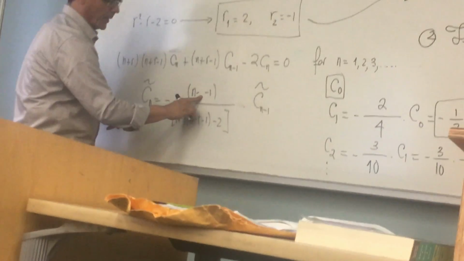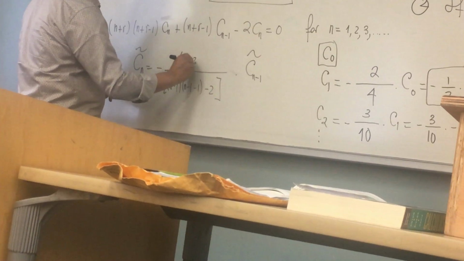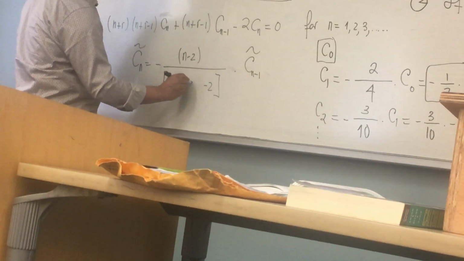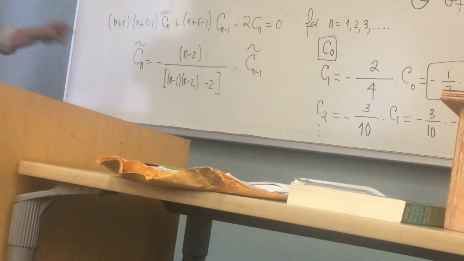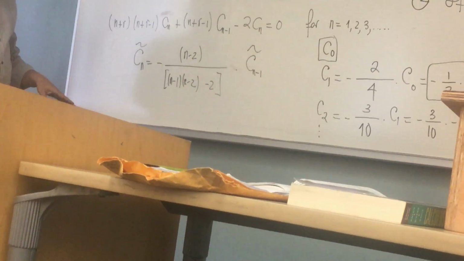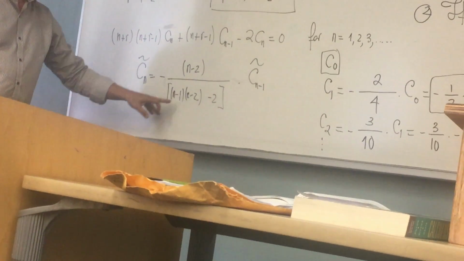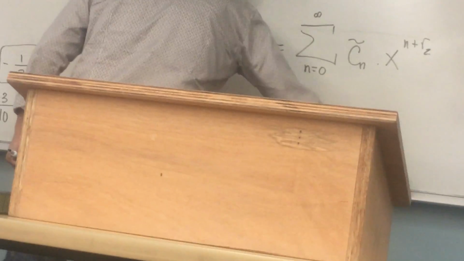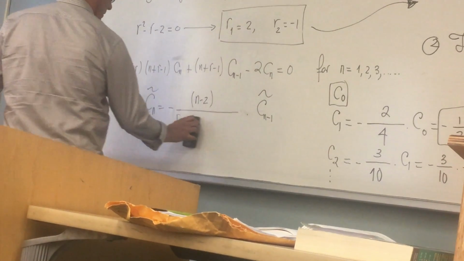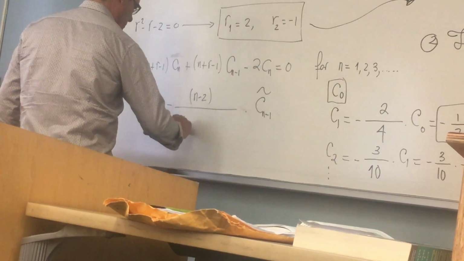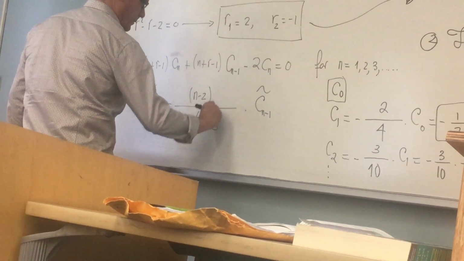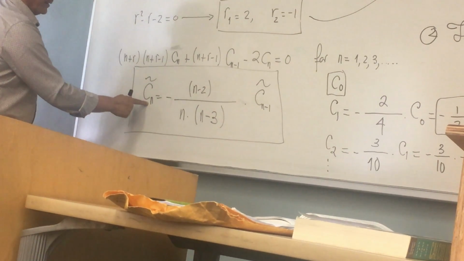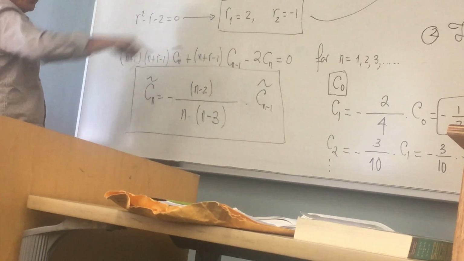So -1 minus 1 is -2. And if you do the algebra, you expand these two and subtract 2, what do you get? N squared minus 3n, so you get something similar to what we had before. This denominator is n times n minus 3, for the coefficients of the second power series, the y2.